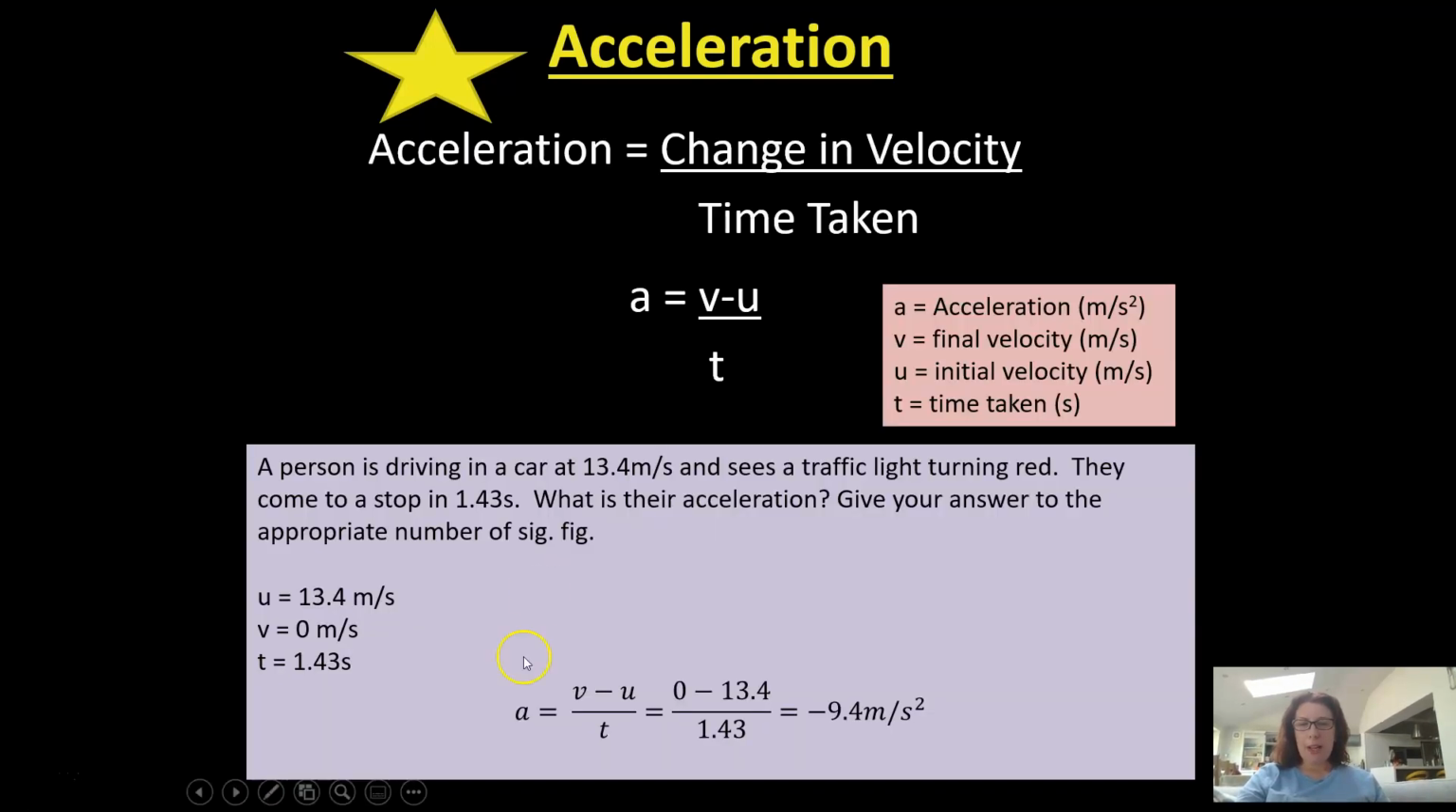So if we do the calculation, a is v minus u over t, we're going to do 0 minus 13.4 over 1.43. And that gives us a minus 9.4 meters per second squared. And the minus usually stands for deceleration. You can press pause here and take some notes.